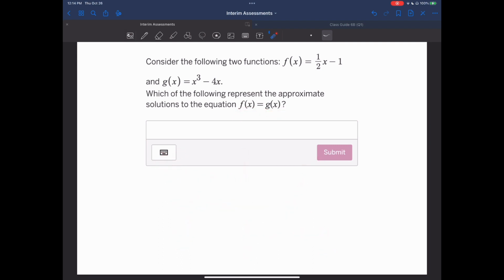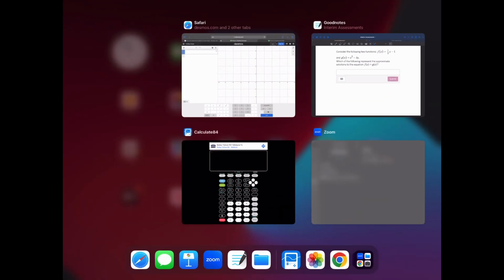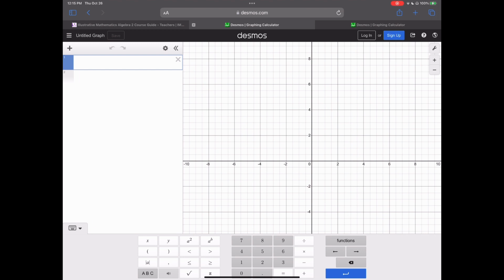Okay, so what I highly recommend you do if they ask you to solve where two functions equal each other, go to your graphing calculator or to the Desmos calculator, enter these separately, and look at where they intersect. Okay, in fact, I'm going to do that. Let's see, 1 half x minus 1. Let's go graph it. Okay, so I'm going to type it in. This is the Desmos graphing calculator. So y equals 1 half x minus 1. Okay, there's my graph.